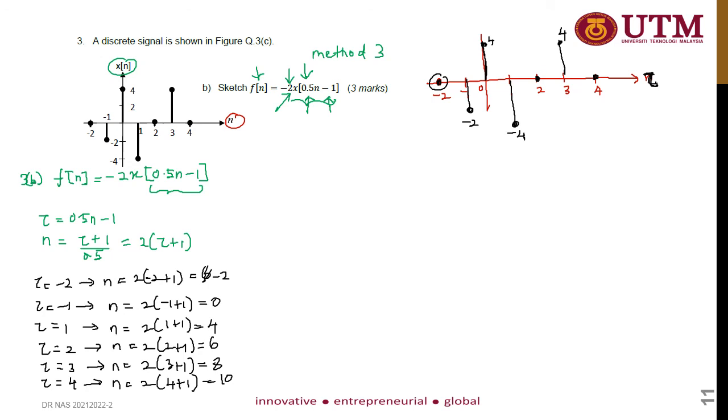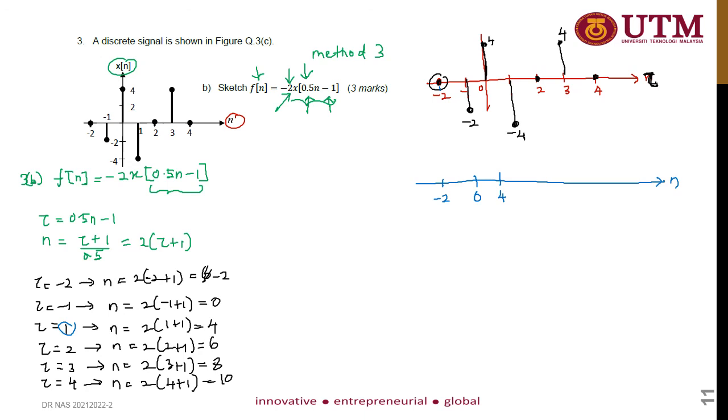Alright, so now use the new n axis. So when tau equal to -2, it becomes -2. When tau equal to -1 is 0. When tau equal to 0 is 4. When tau equal to 1, it is 4. Sorry, -1. Is this? Am I doing it right?